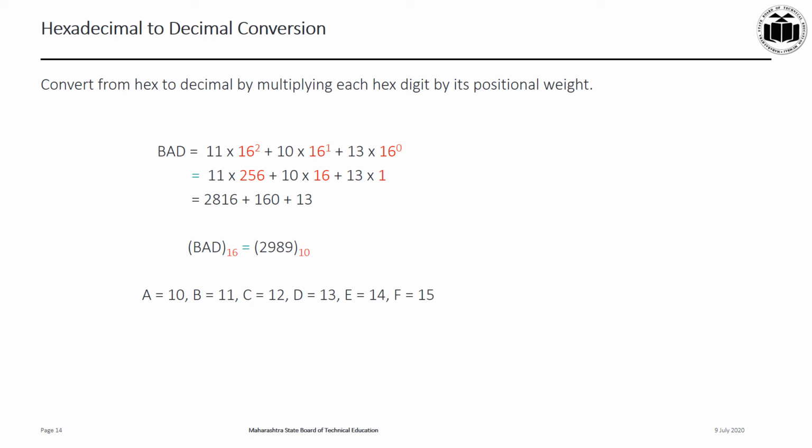Since B represents the decimal number 11, you need to multiply 11 with its positional weight. Similarly, A represents the decimal number 10, so you need to multiply 10 with its positional weight. And D represents the decimal number 13, so you have to multiply 13 with its positional weight. After taking the summation of all this, you get the decimal representation, which is 2989.